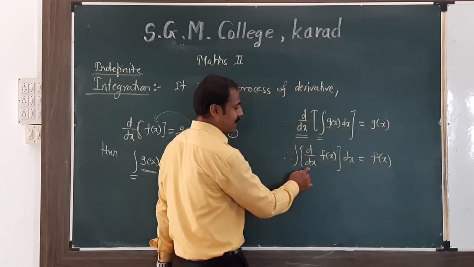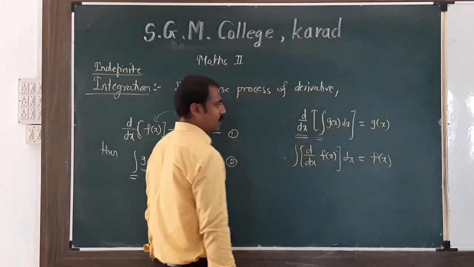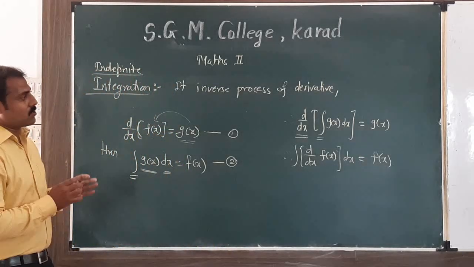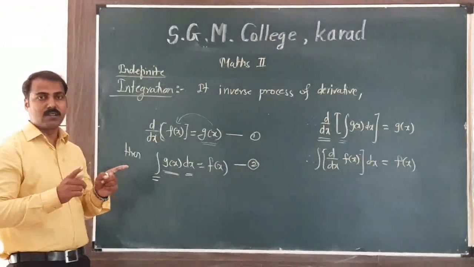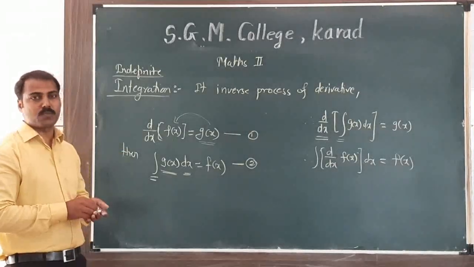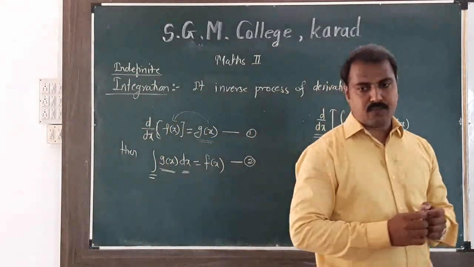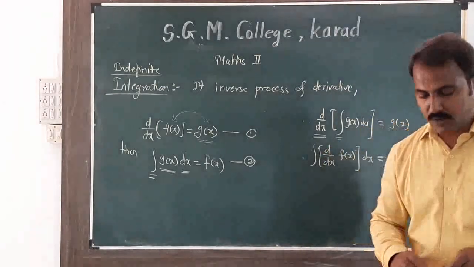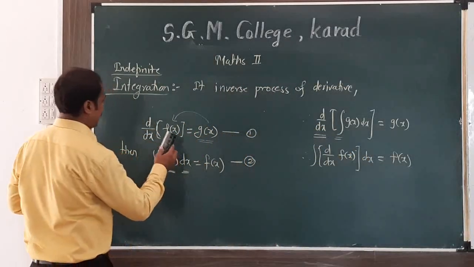Here also the integration and derivative symbols cancel each other and we get only f of x. So one point to remember is that derivative and integration are inverse processes of each other. Now from the formulas of derivative we find some formulas of integration. So start with the first formula of derivative.